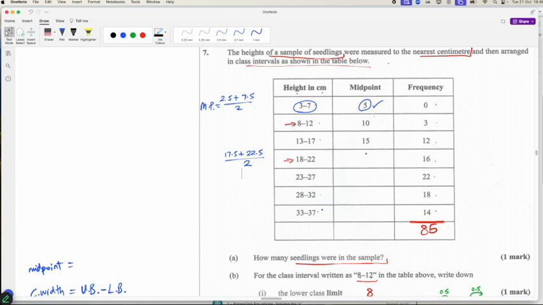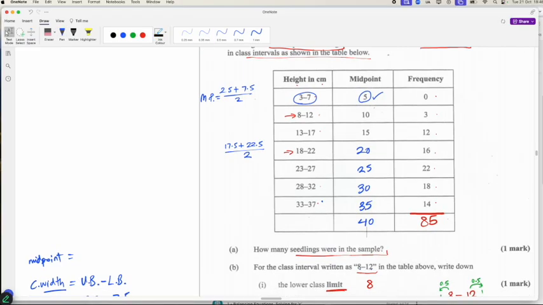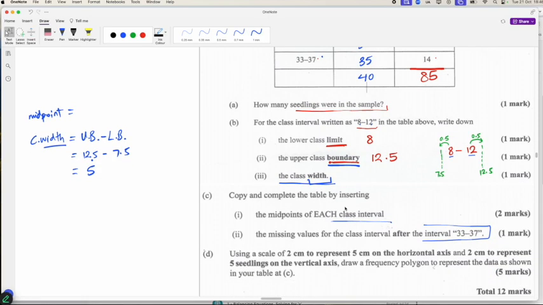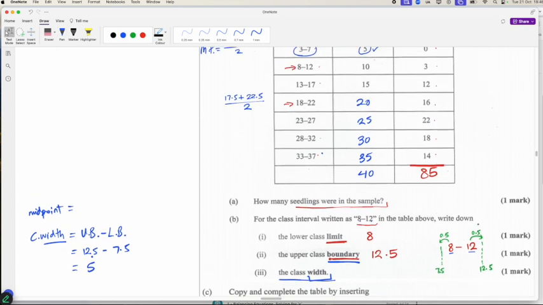Ali, want to help me? What's the midpoint for that? 20, 25, 30, 35. And I guess the midpoint for this one will be 40, right? Because they're telling me here that there is another class, the missing values for the class interval after the interval 33 to 37.